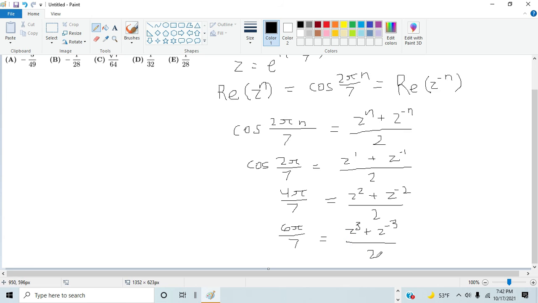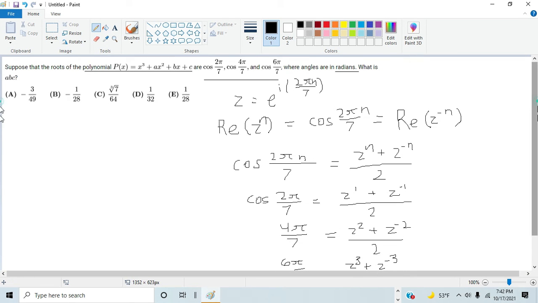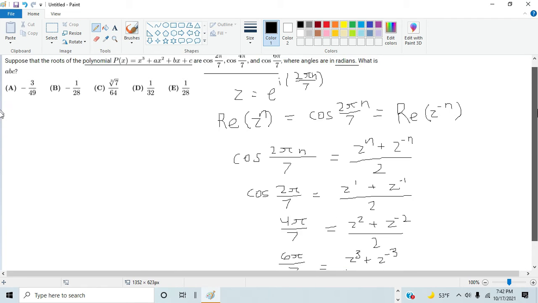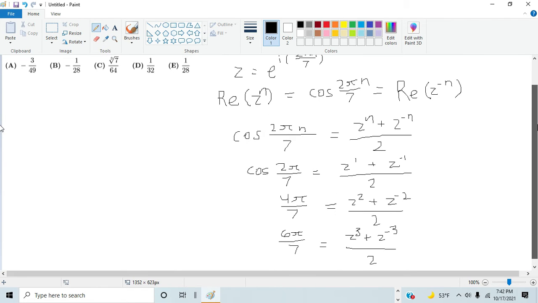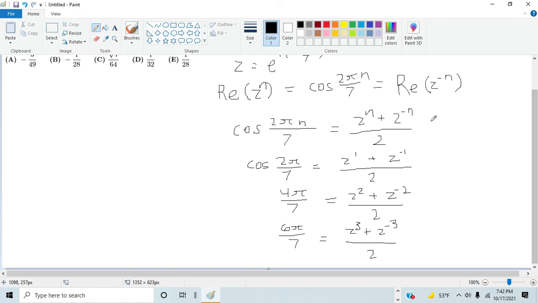Now, since the roots of unity really only go from n equals 0 to n equals 6, and these minus terms are just other ways of writing the terms from 0 to 6, we know that minus 1 is really just z to the 6th. Minus 2 is really just z to the 5th. And minus 3 is really just z to the 4th.